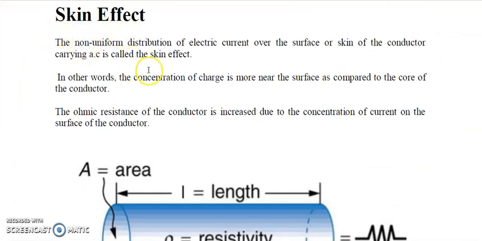You can see here the definition: the non-uniform distribution of electric current over the surface or skin of the conductor carrying AC is called skin effect. So one thing we understood from this definition is that skin effect is only with respect to AC and not with respect to DC. Whatever alternating current we are giving to the conductor, there we can see skin effect. Again, skin effect is absent in DC supply. So what exactly does the definition mean?